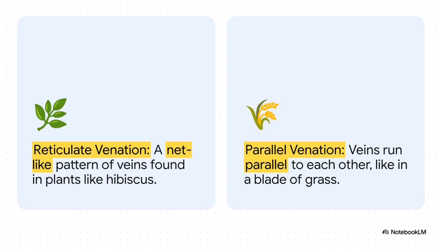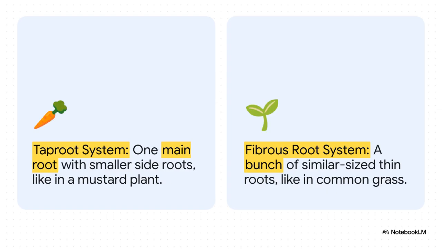Some leaves have this crazy branching net-like pattern. That's called reticulate venation. Think of a hibiscus leaf. Others have veins that run in straight parallel lines, like on a blade of grass. That's parallel venation. Okay, so 2 different leaf designs. Remember that. Now for clue number 2, we have to go underground, to the roots.